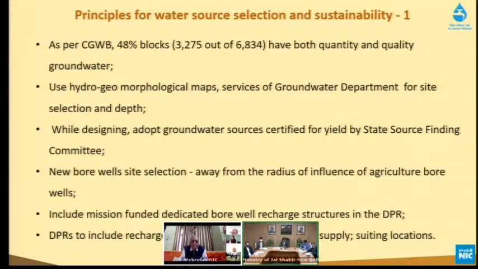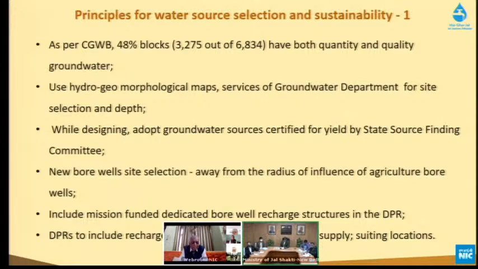You will be surprised to know we have a list of states. For example, Jammu and Kashmir, Jharkhand, Chhattisgarh, all northeastern states have more than 70% of groundwater available in all the districts, in all blocks. If you take Bihar, Kerala, Uttar Pradesh and Uttarakhand, more than 50% of the blocks have both quantity and quality. If you take West Bengal, Maharashtra, Madhya Pradesh and Gujarat, they have more than 40% of the blocks that have both quantity and quality. So in these blocks, without going in for any big multi-village schemes, it is quite easy to supply water through a simple village scheme, saving much of the cost.